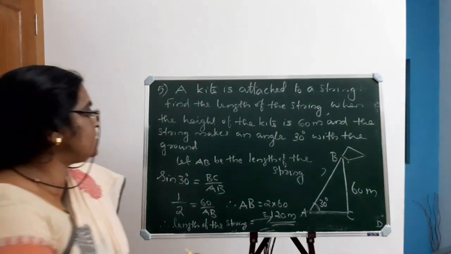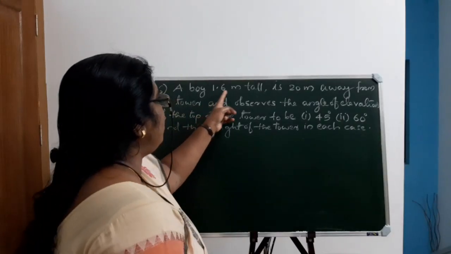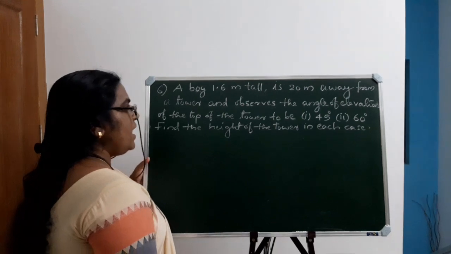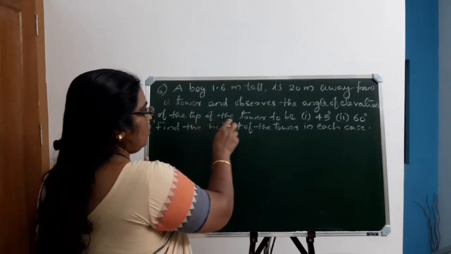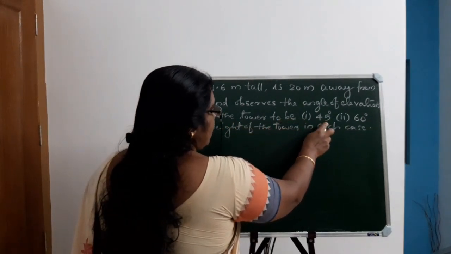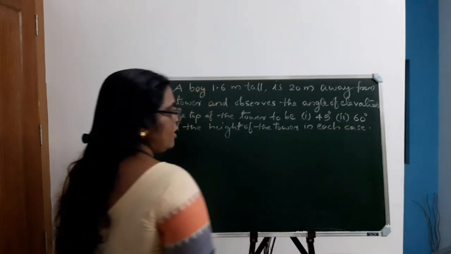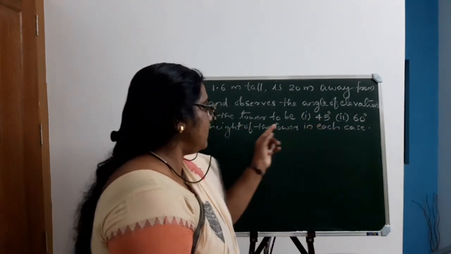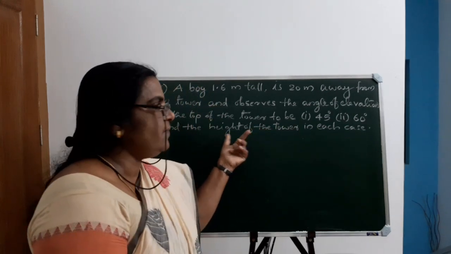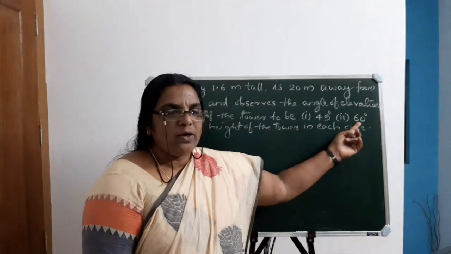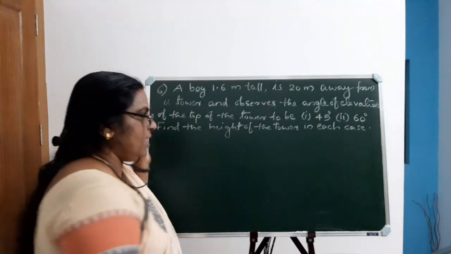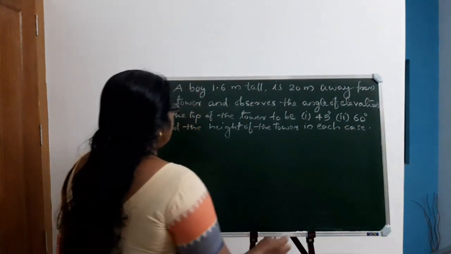Okay. So next question. A boy 1.6 meter tall is 20 meter away from a tower and observes the angle of elevation of the top of the tower to be 45 degree and 60 degree. There are two parts. In first part, angle of elevation 45 degree, then what is the height of the tower? And second part, when the angle of elevation is 60 degree, what is the height of the tower? So we can draw the diagram.